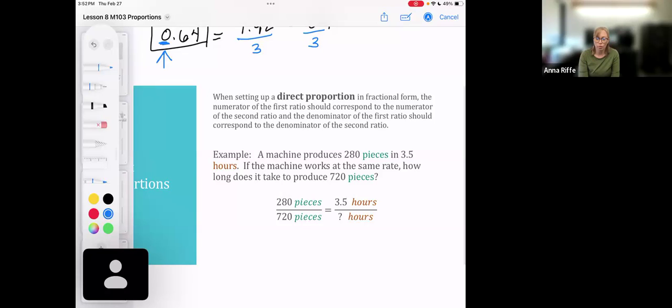To put it a little more formally, we would say that the numerator of the first ratio corresponds to the numerator of the second ratio. The denominator of the first ratio corresponds to the denominator of the second ratio. So let's think about this in terms of a word problem as an example. A machine produces 280 pieces in 3.5 hours. If the machine works at the same rate, how long does it take to produce 720 pieces? That is what we want to answer.